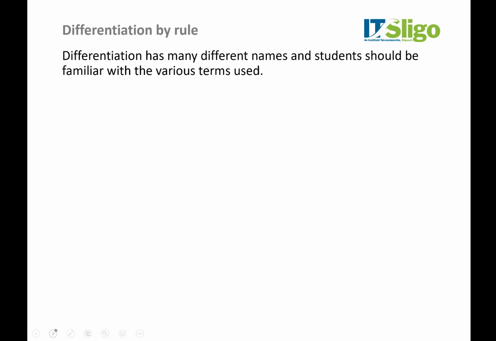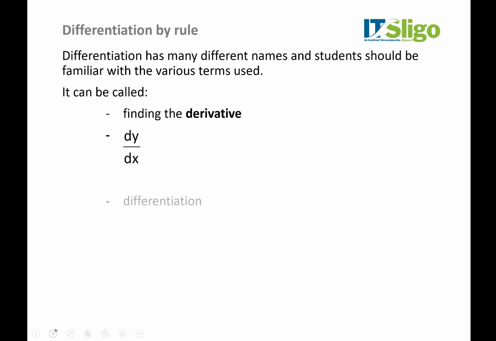So first of all, differentiation has loads of different names. Differentiation is just one part of calculus. It's probably the part that secondary school students are most familiar with, but differentiation in itself has loads of different names and there's loads of different terms, but the methods are always the same. So it could be called finding the derivative, dy dx, differentiation, and then this one is a bit unusual.